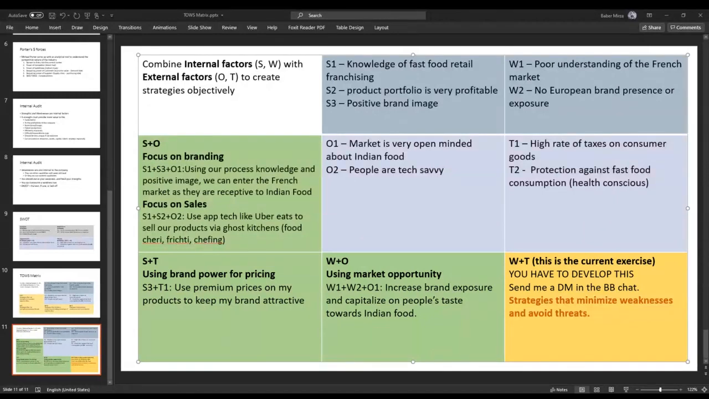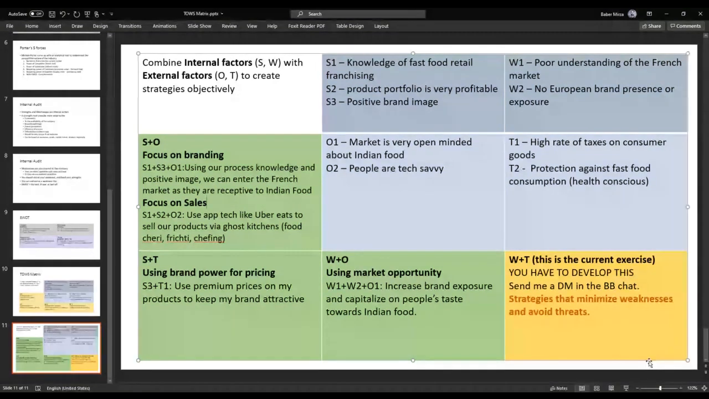Once again, you see the objectivity here. I use strength and opportunity as my first priority, and then when I build a strategy, I label it according to a business department: branding, sales, cost, whatever it could be.